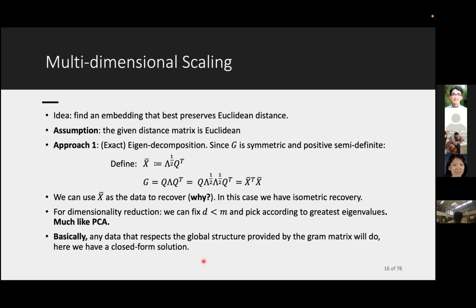So what we want to do is find the embedding that preserves the Euclidean distance. And there are two approaches. The first approach is the analytical approach. We can just use eigendecomposition for the gram matrix. The reason we can do this is because a gram matrix is a matrix of inner products, so it is symmetric and positive semi-definite. That means its eigenvectors are real and its eigenvalues are non-negative. So we can define the square root of all its eigenvalues, and that's why we can write the eigendecomposition this way.